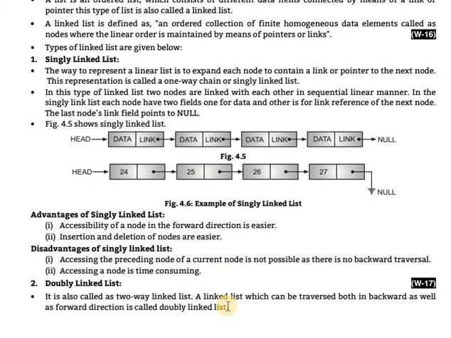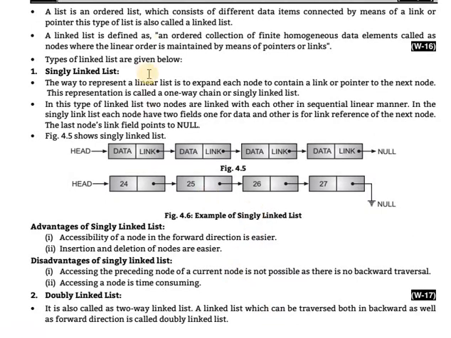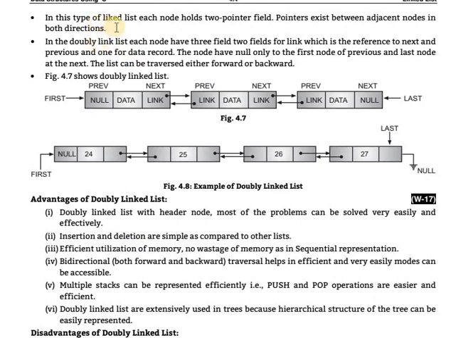The second type of linked list is the doubly linked list. It is also called a two-way linked list. A linked list which can be traversed both backward as well as forward is called a doubly linked list. In this type of linked list, each node holds two pointers, with link fields existing between adjacent nodes in both directions.